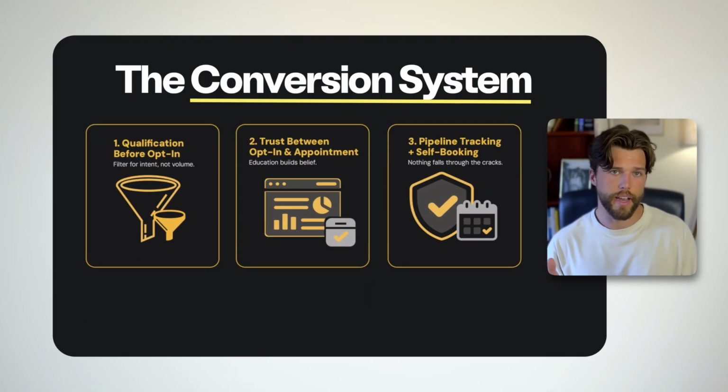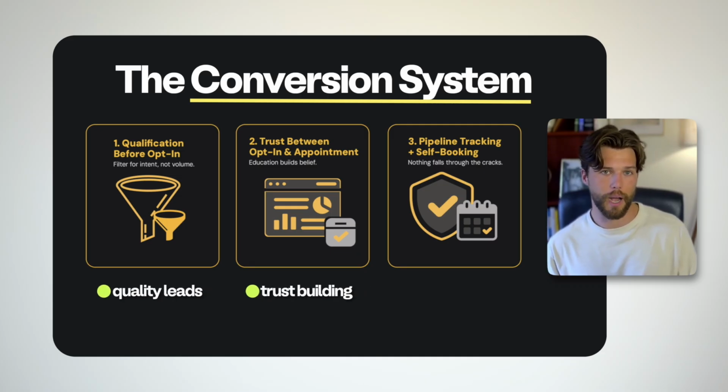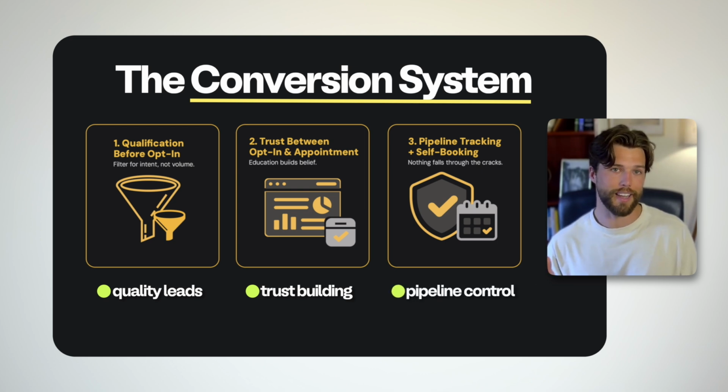So let's tie all of this together in one clean takeaway. Because if you miss this, you'll keep thinking you have a lead problem when you're really having a conversion problem. The real fix is simple. Qualification before opt-in so you stop paying for junk. Trust manufacturing between opt-in and appointment so they show up ready to buy, and pipeline tracking and self-booking so nothing falls through the cracks. And if you install those three mechanisms, you stop playing the more leads game and start playing the more conversions game.